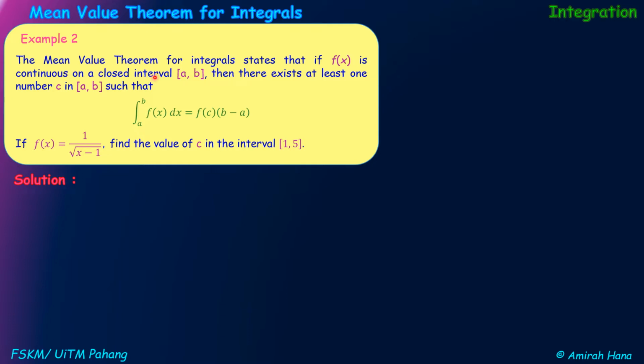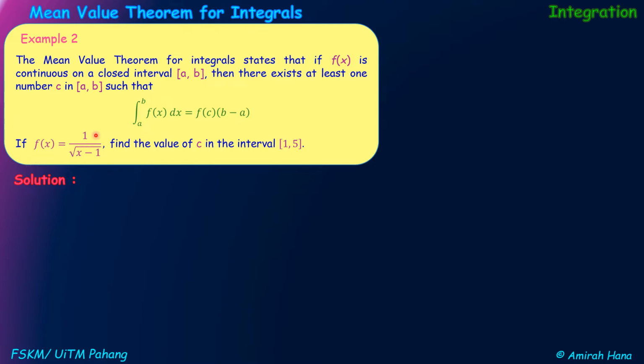The mean value theorem for integrals says that if f(x) is continuous on a closed interval [a, b], then there exists at least one number c in the closed interval [a, b] such that the integral from a to b of f(x) dx equals f(c) times (b minus a).